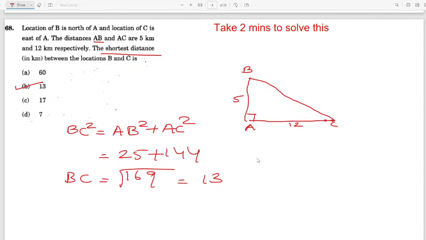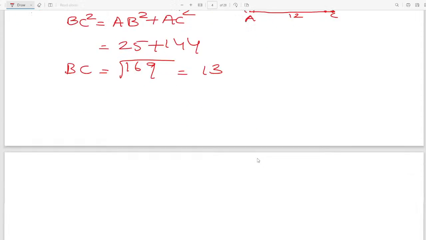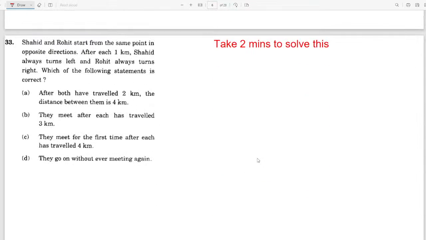If it's clear, we'll move to the next question. And most of you got option B itself. So I hope this is clear to everyone. So we'll move to the next question. So take 2 minutes to solve this.